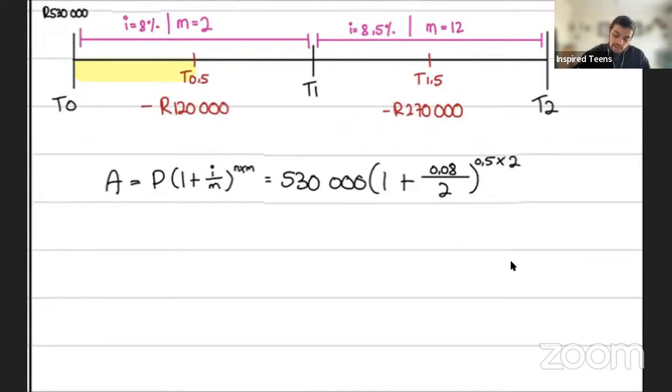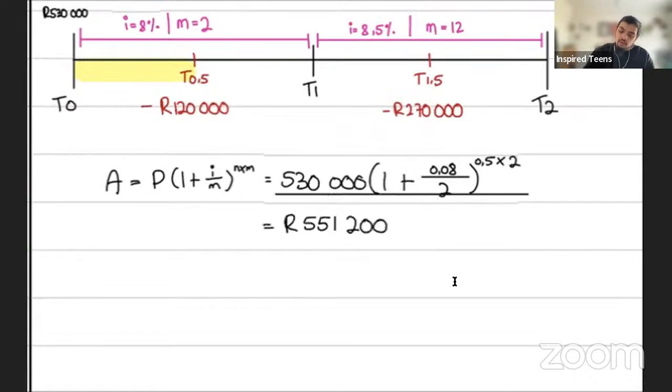And why did we stop there? Let's just get this answer first. This answer is 551,200. So for the first 6 months, this 530,000 that she was owing grew because of the interest rate to 551,200. So now she no longer owes 530,000. After 6 months, she actually owes 551,200 because interest grows over time.